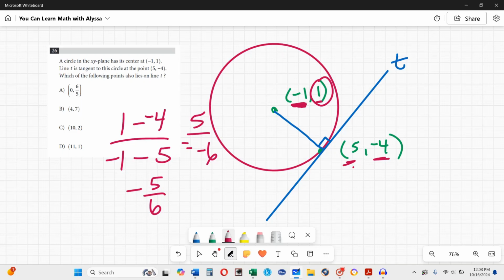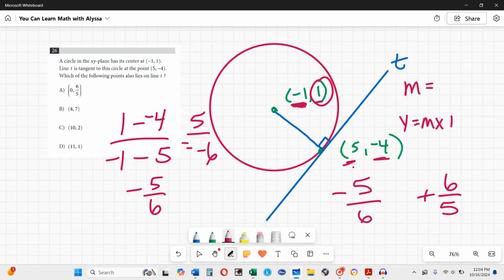Now, to get from one line to the other one that's perpendicular, you're going to take the negative reciprocal, the opposite reciprocal. This one's negative, so my other slope for line T must be positive. The reciprocal of that is 6/5. So now I know that the slope, m is slope in our y equals mx plus b slope-intercept form, because that's what I'm going to use.